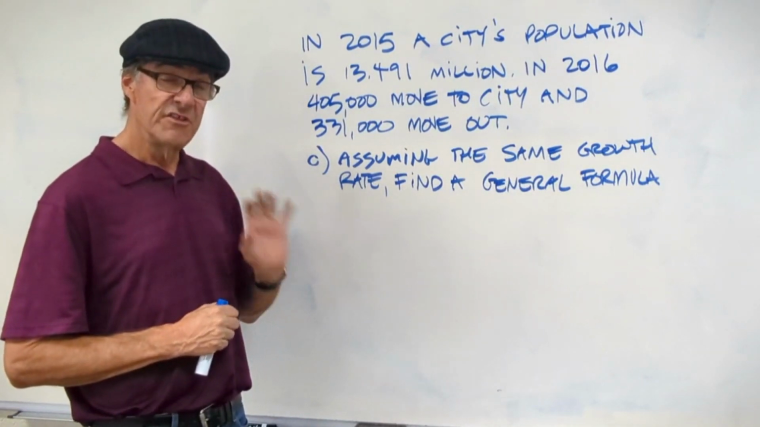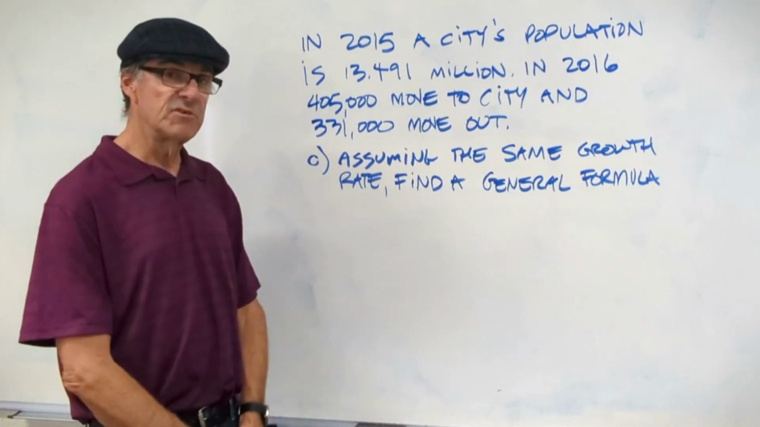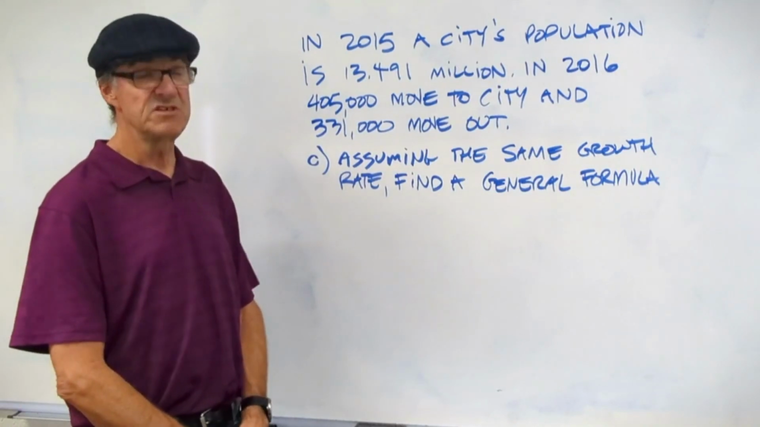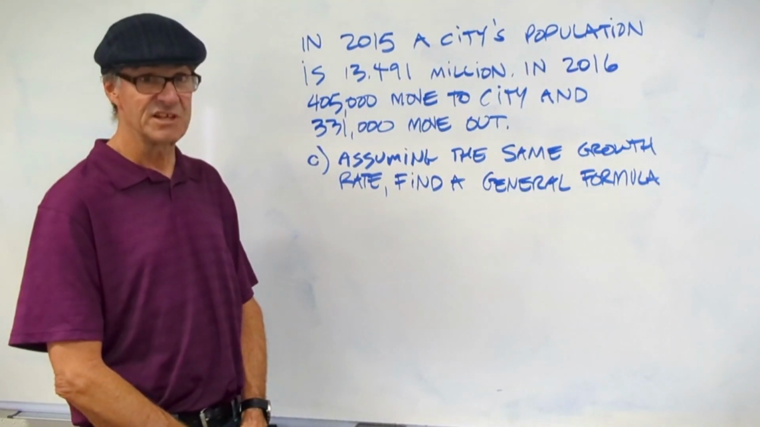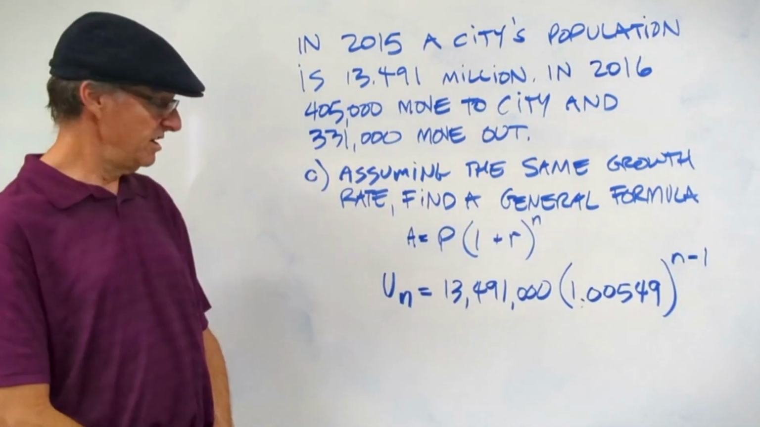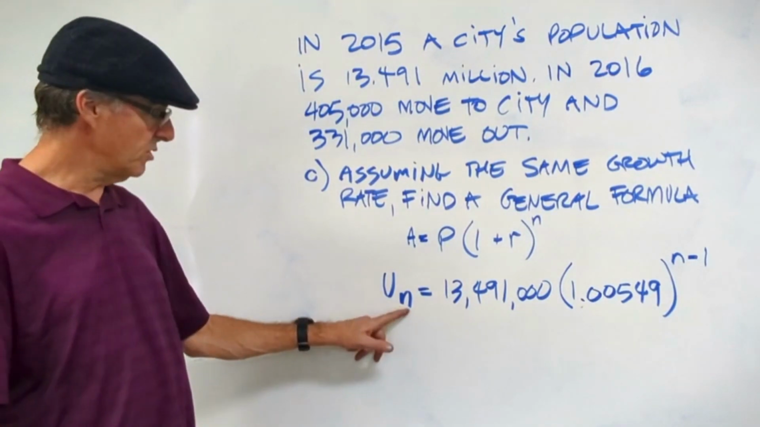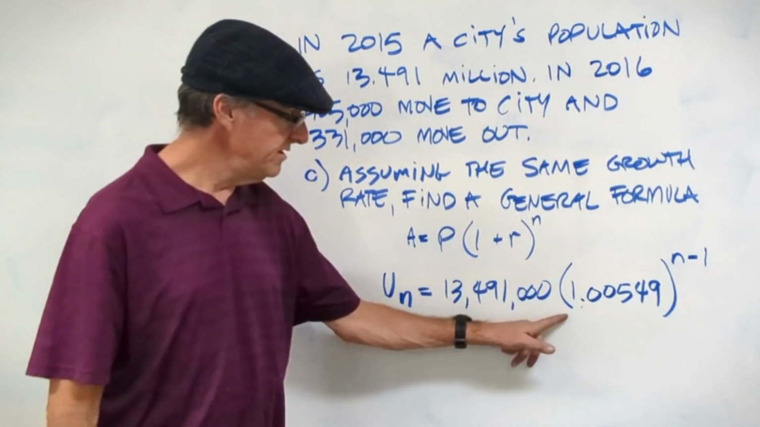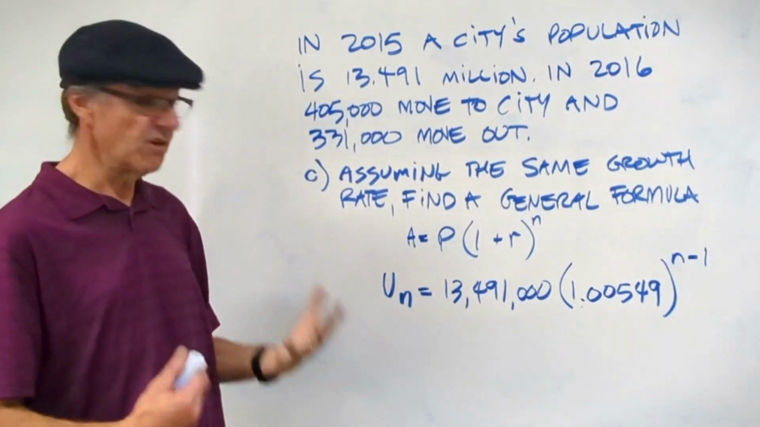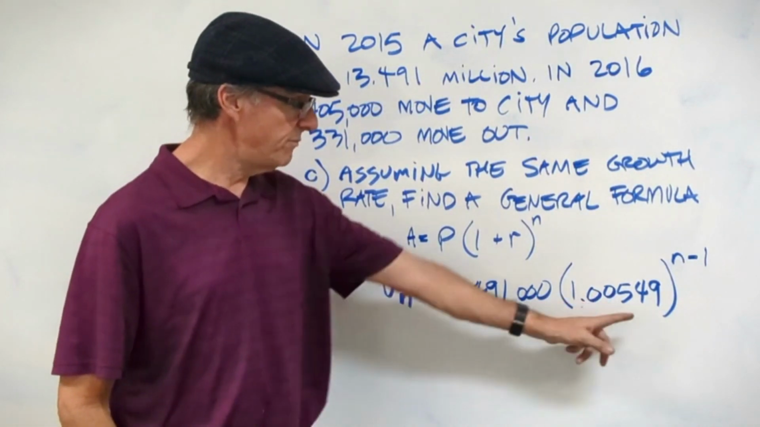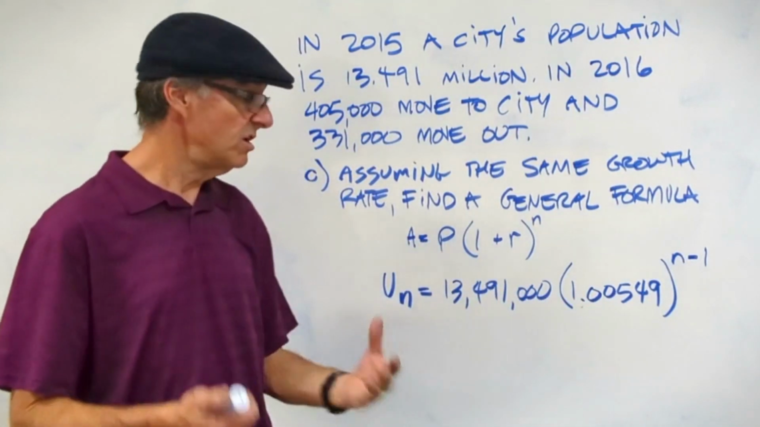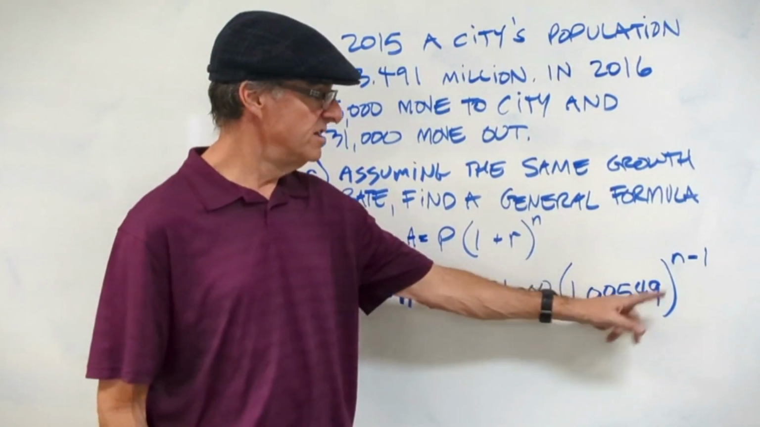So pause the video, think real hard about that, and you might need to remember some tips and tricks that we did when we did compound interest in our last lesson. Let's take a look. So Un, this is our sequence notation, is U1, which is the amount that we have in our first year, times 1 plus the rate as a decimal. So that was 0.00549 to the n minus 1.